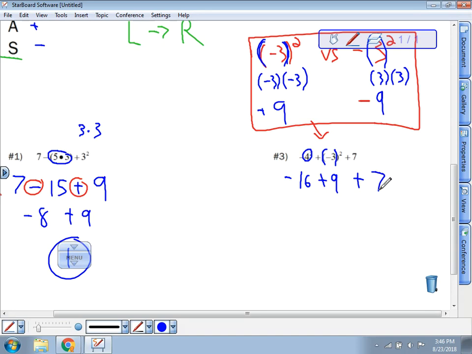So then we can add it up. Negative 16 plus 9 is negative 7. We just work left to right. Plus 7: negative 7 plus 7 is 0. So this answer here would be 0. And there you have our lesson on evaluating algebraic expressions using those order of operations.